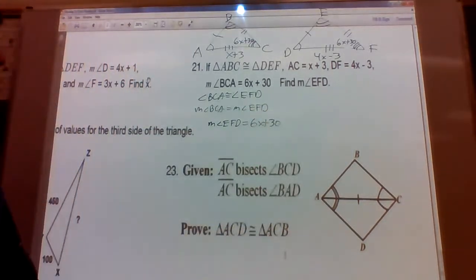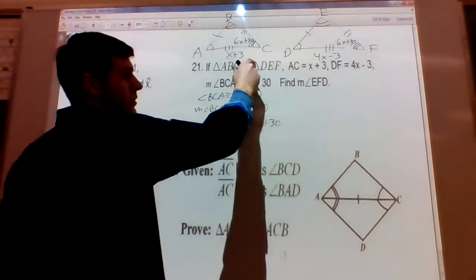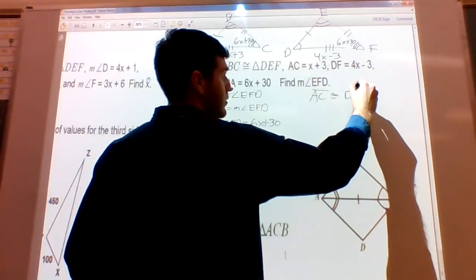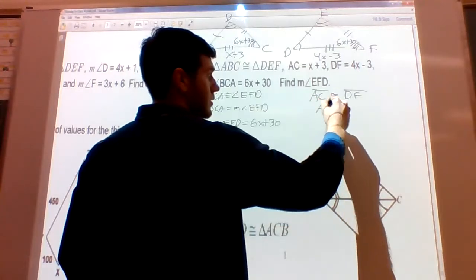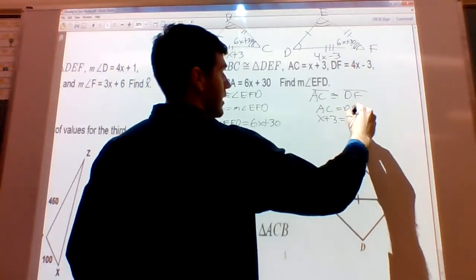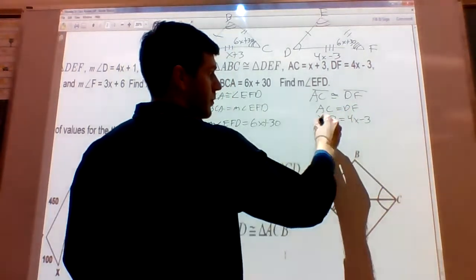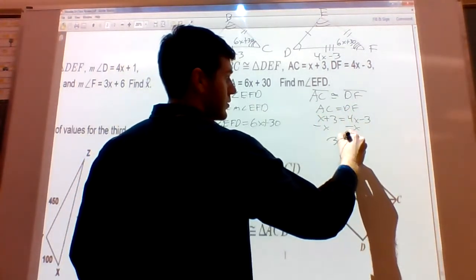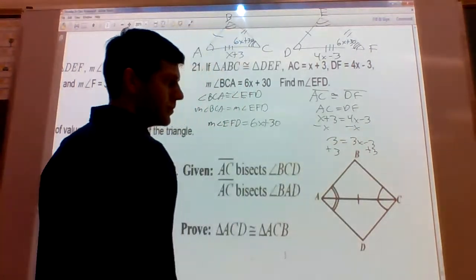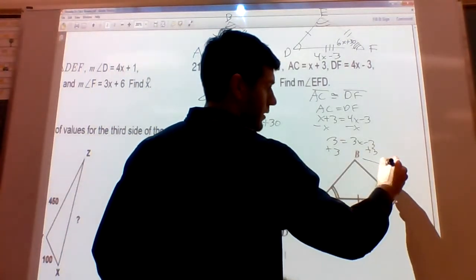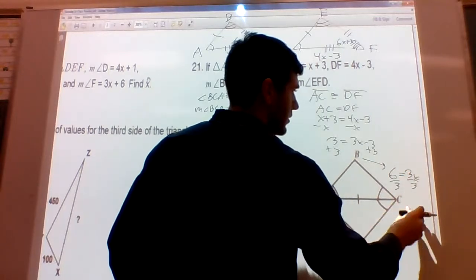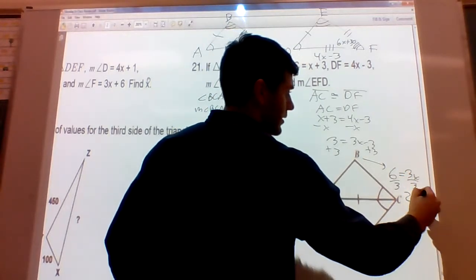But we don't know what x is. Luckily, we have another pair of congruent sides where we can find x. So we know AC is congruent to DF. So AC is going to equal DF. Okay, so x plus 3 is going to equal 4x minus 3. Minus x, 3 is going to equal 3x minus 3. Add 3 to both sides. Okay, we have 6 equals 3x. Divide by 3. X is going to be 2.